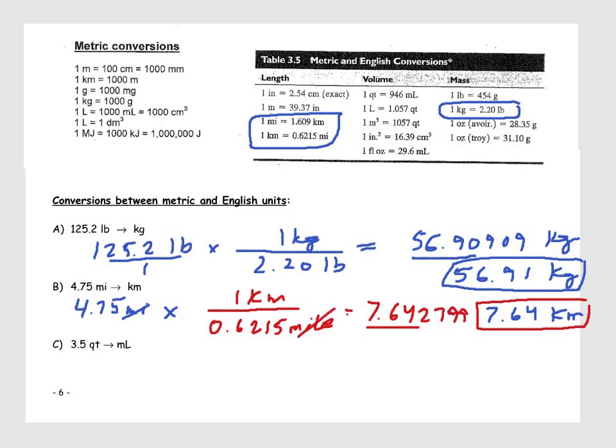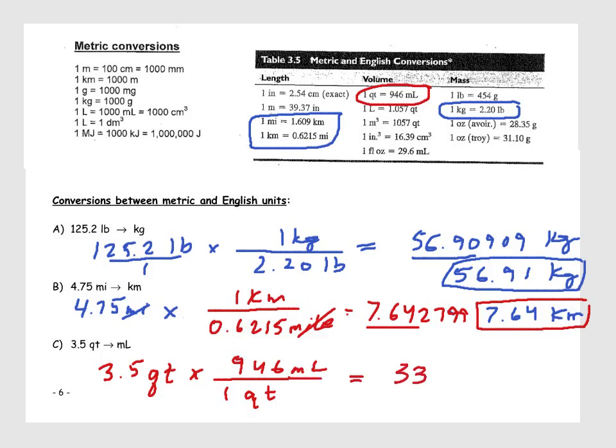Quarts to milliliters. The most obvious conversion here is the one that contains both of those units. So 3.5 quarts is a fair amount of volume. I'm going to use the conversion that says 1 quart, put that in the bottom to cancel, quarts on the bottom, 946 milliliters on the top. 3.5 times 946 is going to give you a calculator answer of 3311.